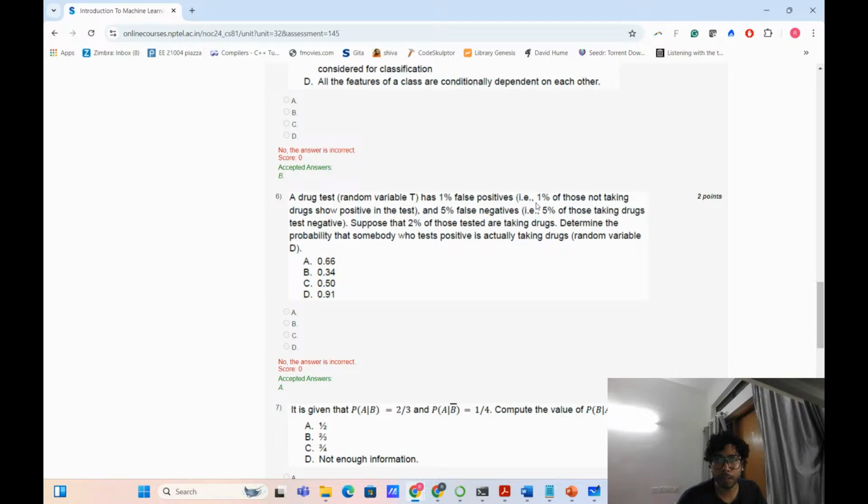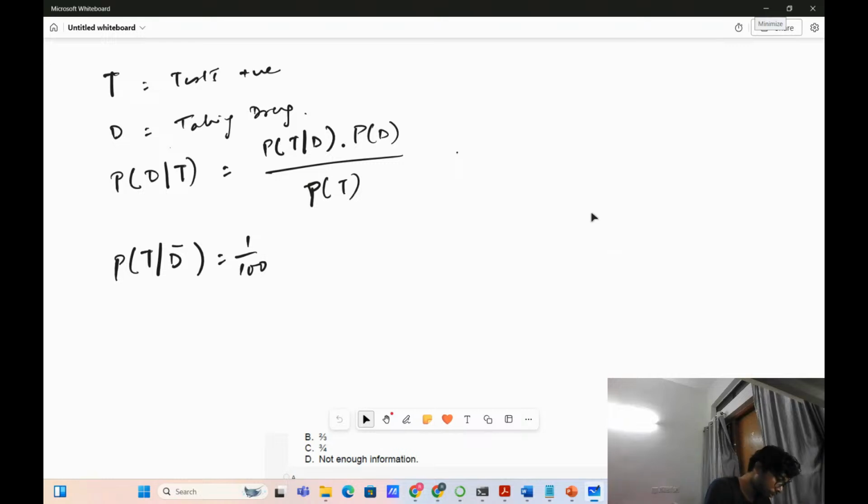And the next part is 5% of those taking drugs test negative. That means P of T bar given D. They are testing negative given they are taking the drug. So that is 5%, that is 5 by 100.